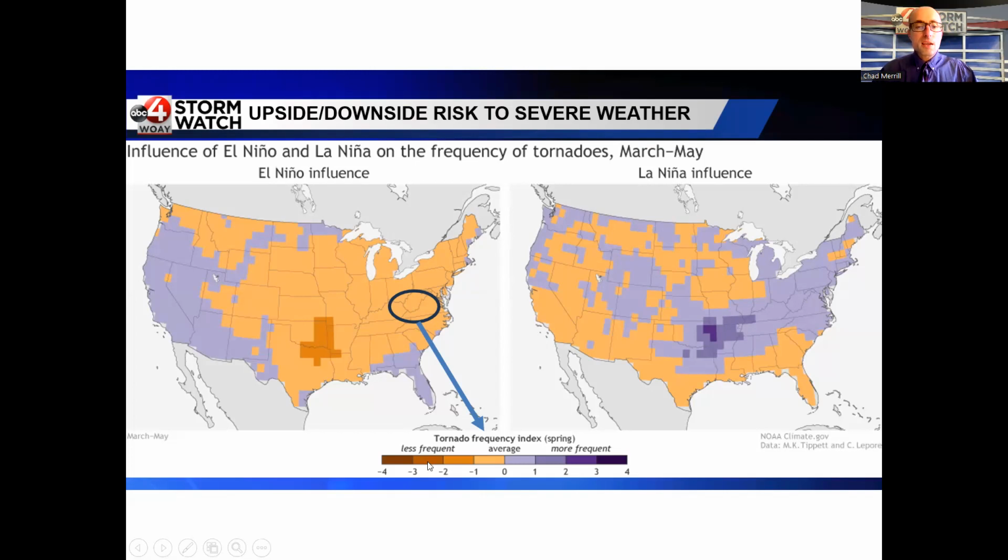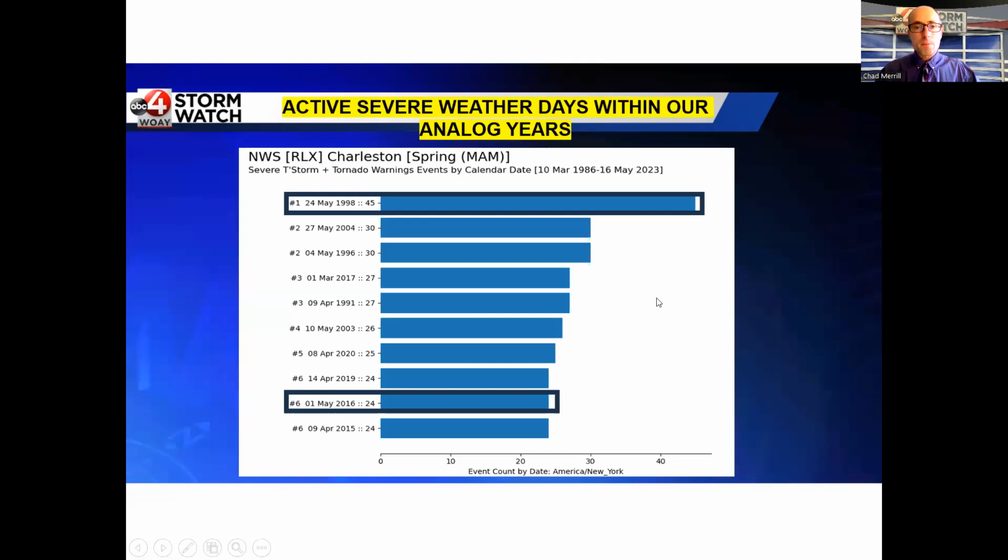So what this is showing is that once we get into March, April, May, there is more of a downside risk to severe weather across our region compared to an upside risk for bad weather. Two of my analog years, 1998 and 2016, ranked in this chart. This is when you accumulate the number of severe thunderstorm warnings and tornado warnings issued by the National Weather Service in Charleston, West Virginia, and we rank them on a scale of 1 to 10 during the spring season. So we're basically looking at just March, April, and May here.